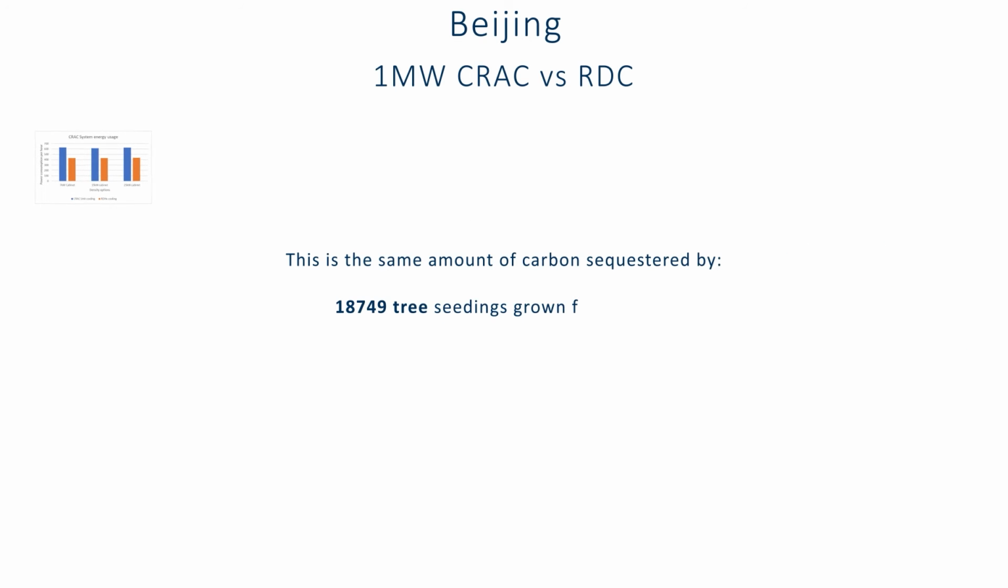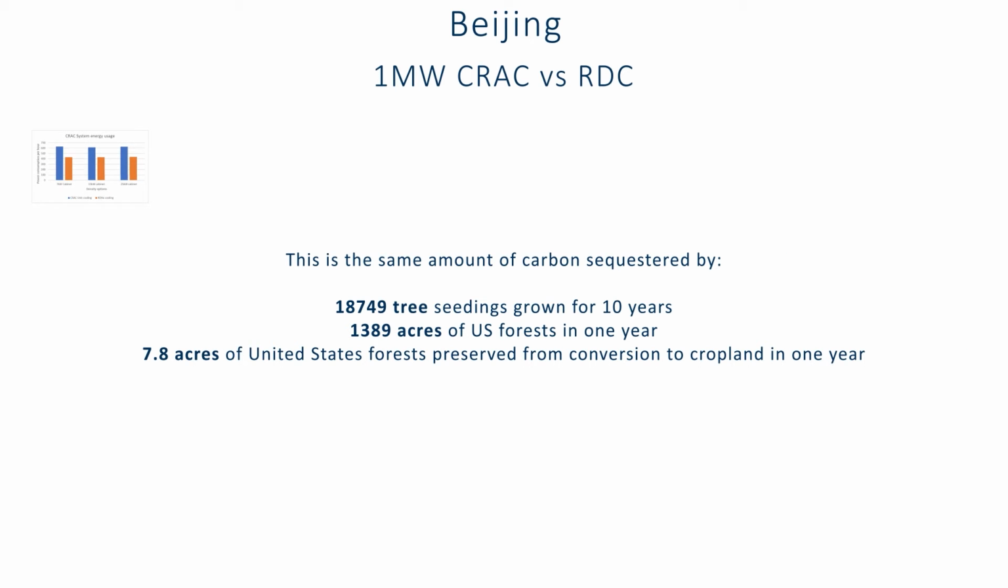This is the same amount of carbon sequestered by 18,749 tree seedlings grown for 10 years, 1,389 acres of U.S. forests in 1 year, 7.8 acres of United States forests preserved from conversion to cropland in 1 year.